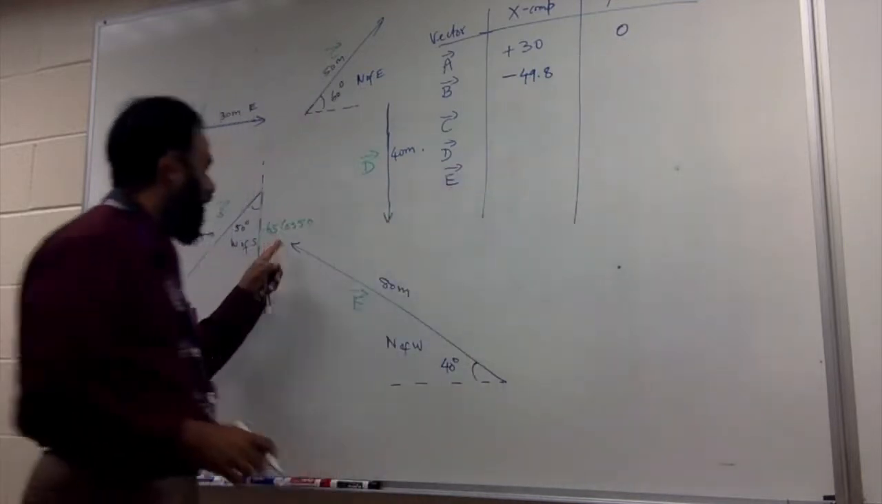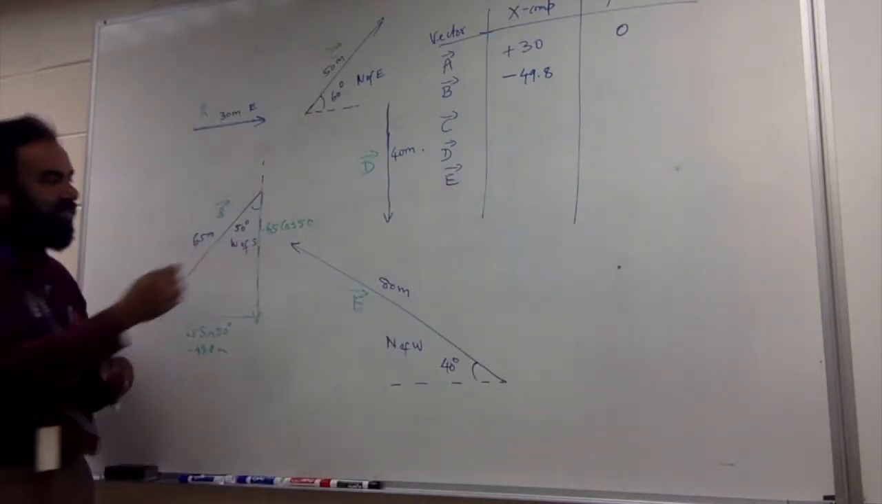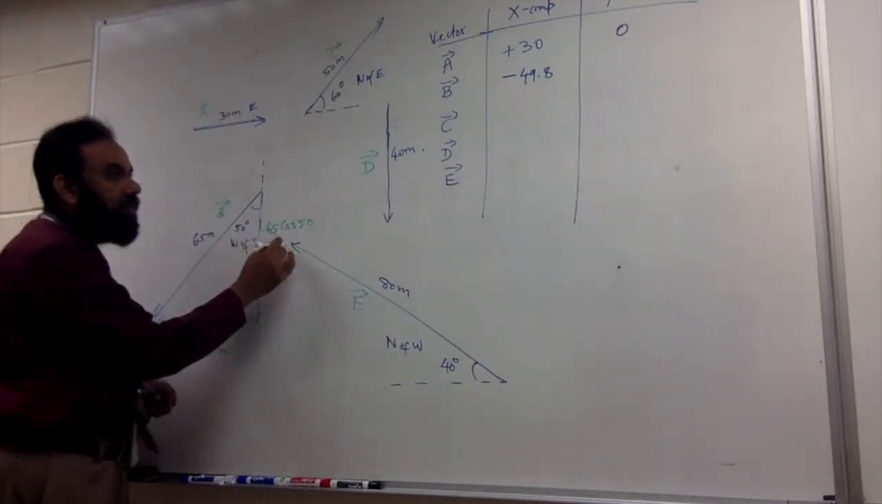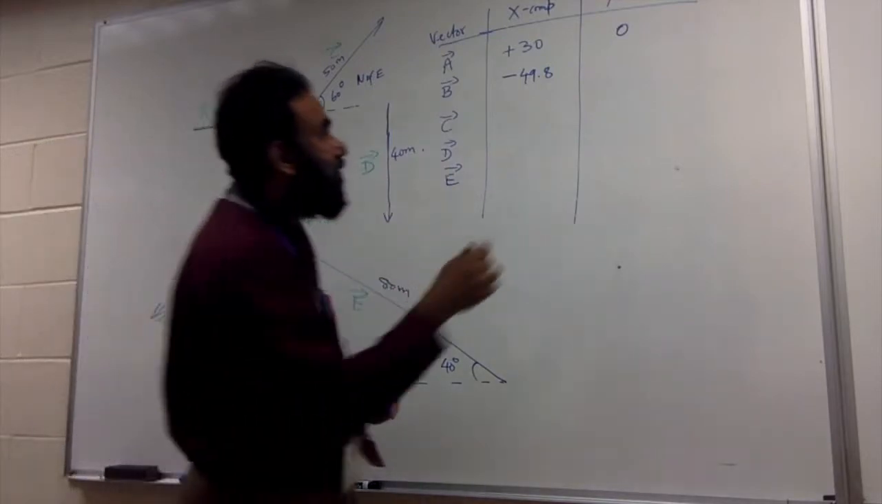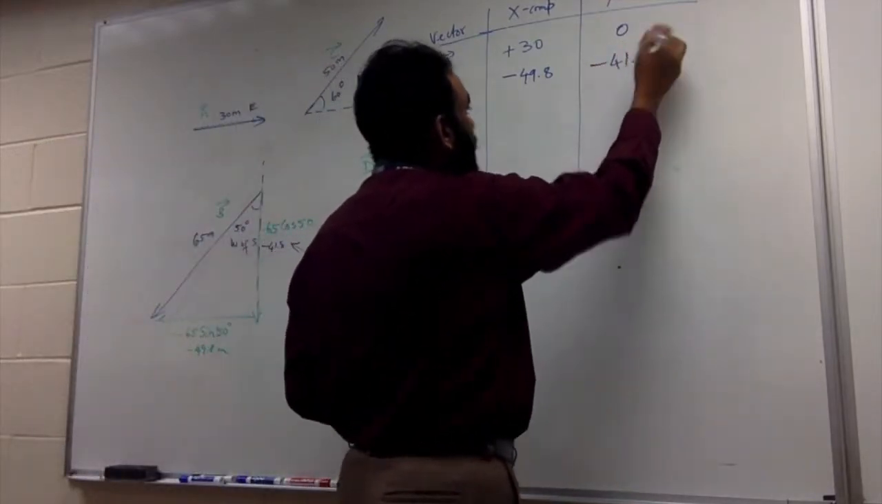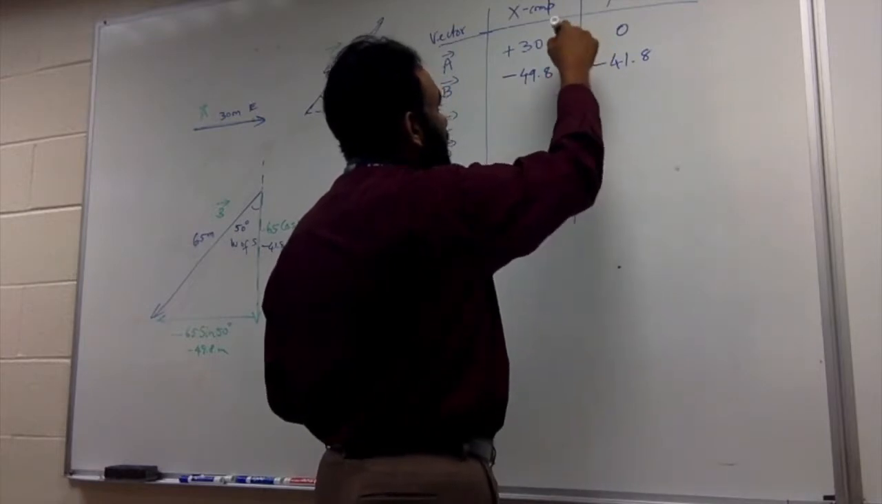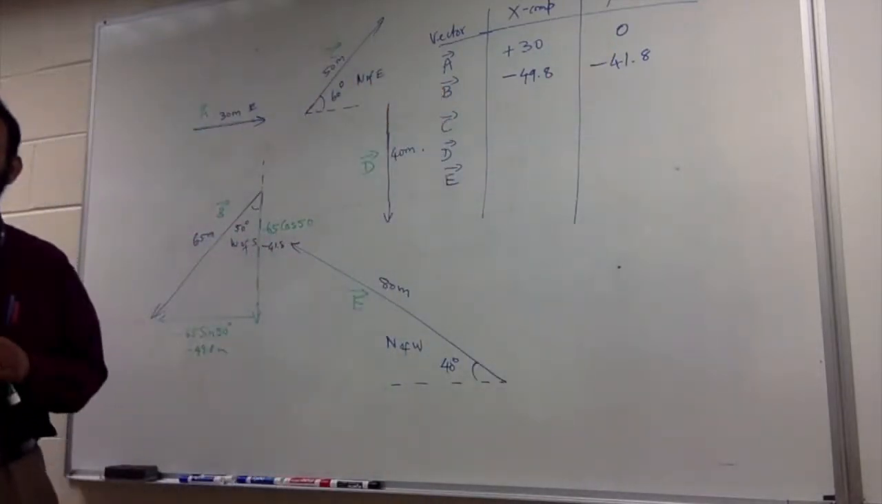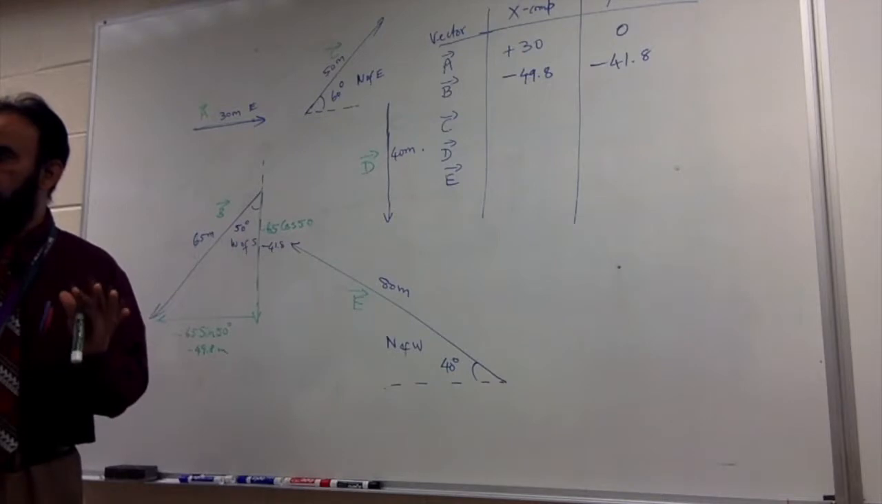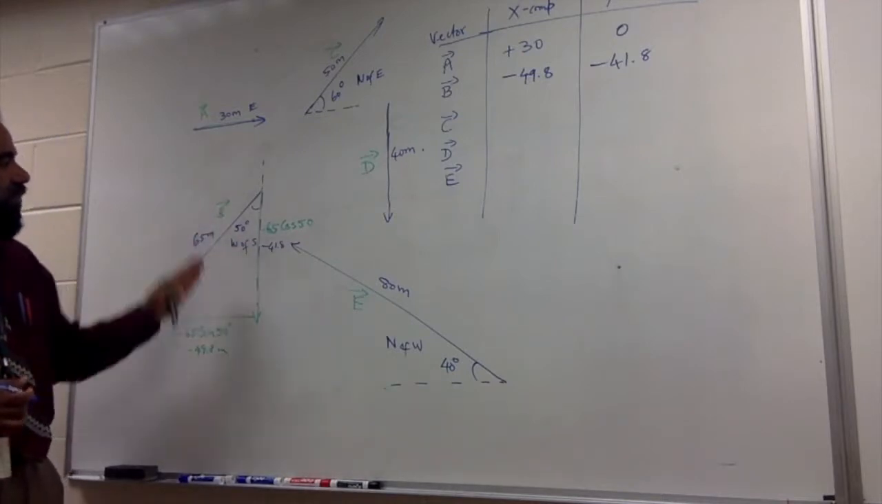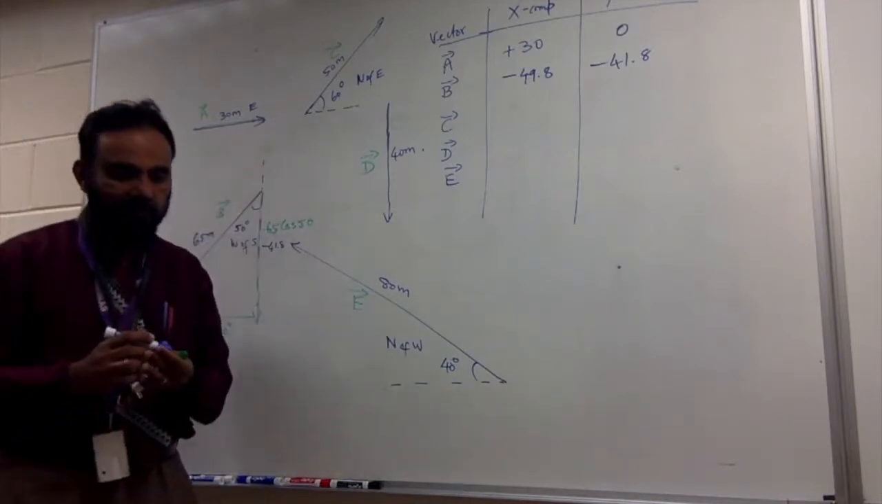What about the other component? How much is this? Negative 41.8. Yes. Now, of course, it's meters. I'm not writing the units there. Those are all temporary steps, so just don't worry about it. I'm done with B. Let's go to C.